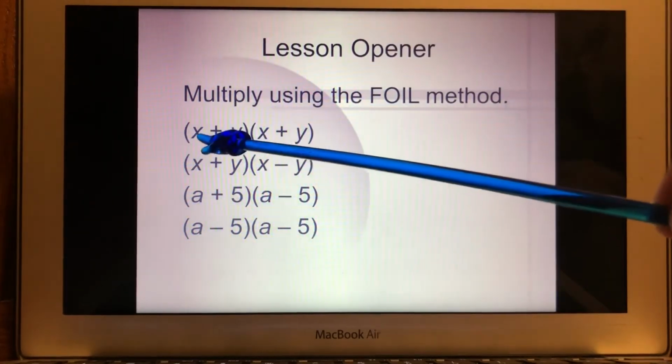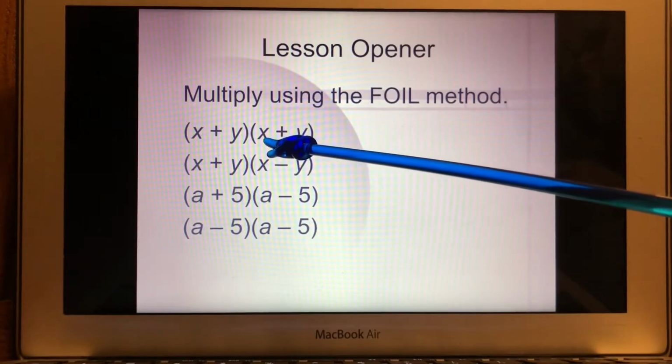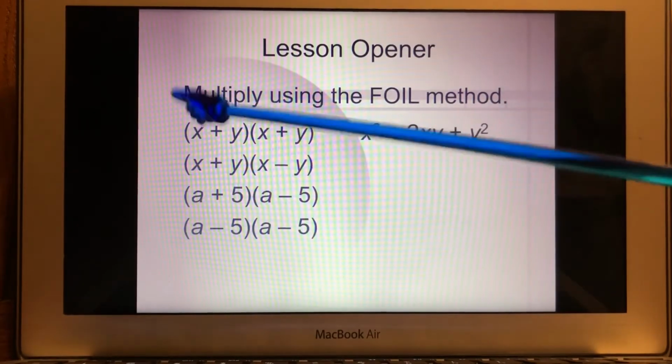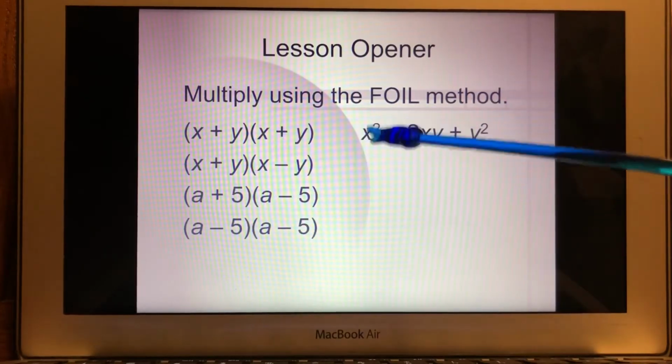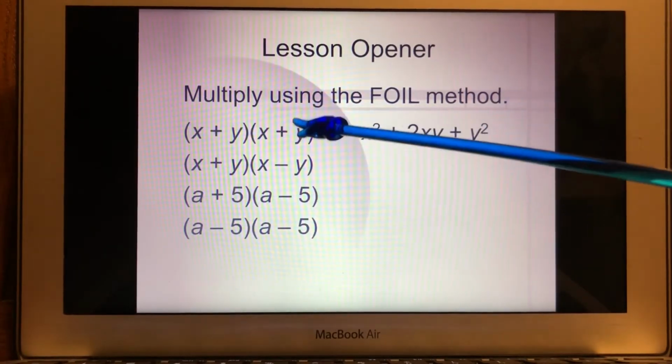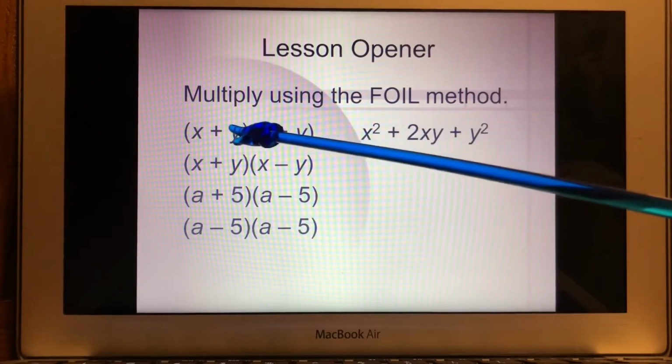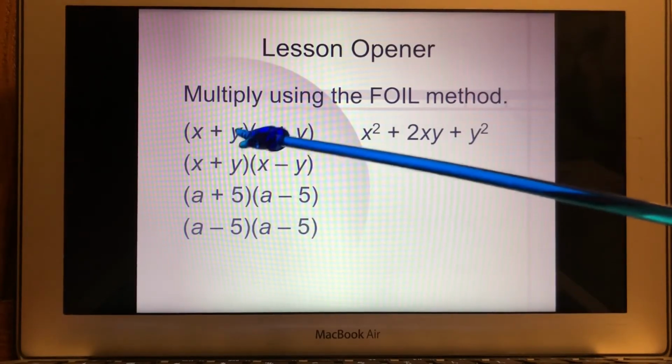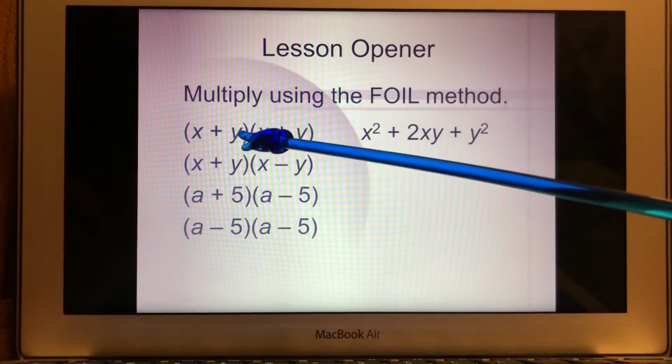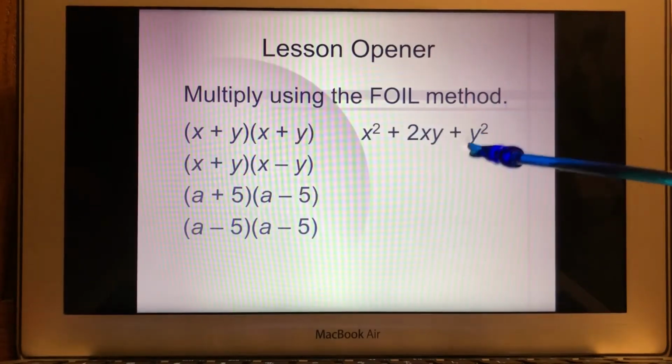We've got x plus y times x plus y. And remember, we use the first terms, which gives me x squared, the outside terms xy, plus the inside terms xy, which gives me 2xy. And the last terms, y times y, gives me y squared.